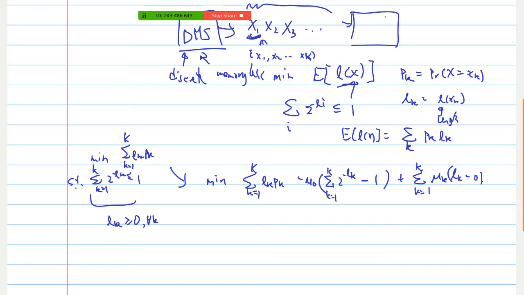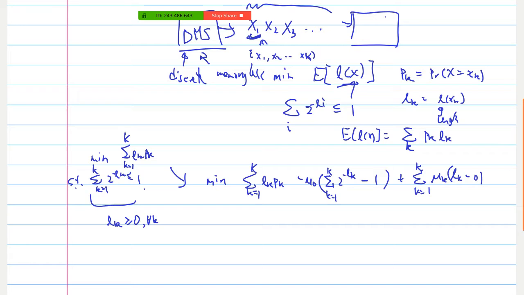So the sign here, you see I have the sign here is minus, but this sign is positive, because for this one, l_k is bigger than or equal to 0, but for this constraint here, this value is less than or equal to 1.